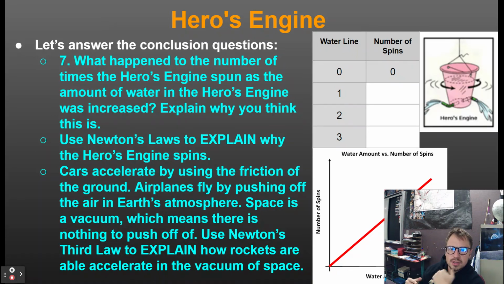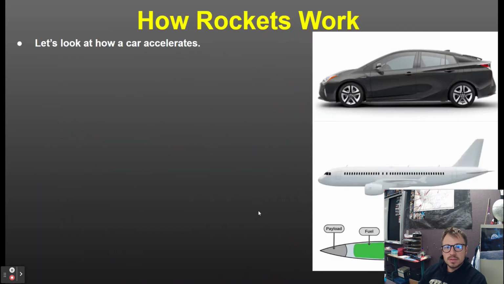But cars accelerate by using the friction of the ground. Airplanes fly by pushing off the air in Earth's atmosphere. Space is a vacuum, which means there is nothing to push off of. Use Newton's third law to explain how rockets are able to accelerate in the vacuum of space.